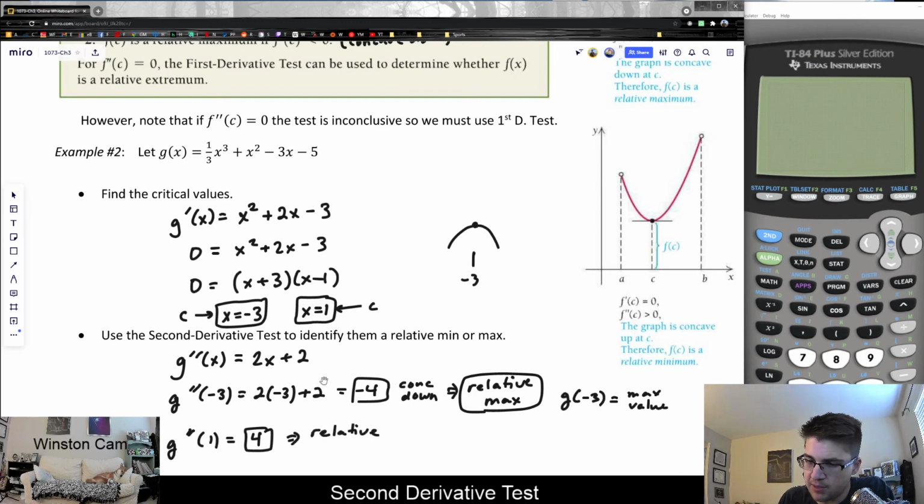And again, you can always remember, well, what does concave up and down look like? Concave up looks like this. That means there's a minimum on that curve because it's pointed upwards, and the 0 value would happen at the bottom. And again, you might say, okay, then also we know that g of 1 would be the local min value.